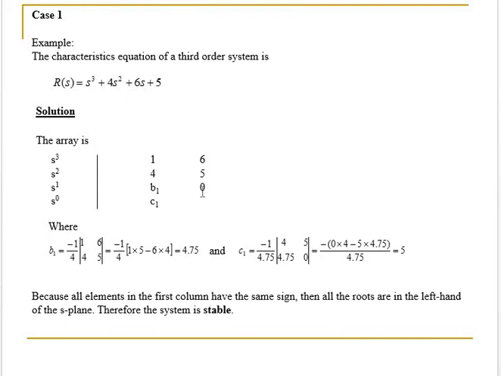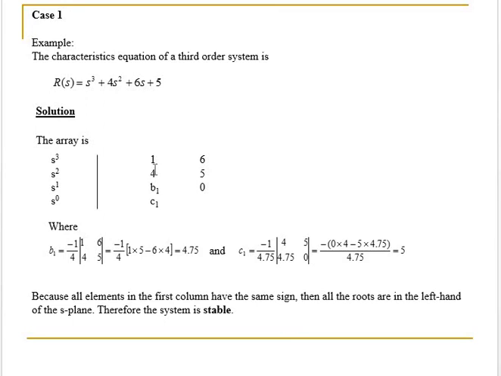And b2 is equal to 0. If you want to know why 0, you can also try to calculate it. And how we calculate b1, that is the mechanism. We take the variables 1, 4, 6, 5, that is, minus 1 over 4 times this determinant, and then we get 4.75. And then for c1 we get 5.